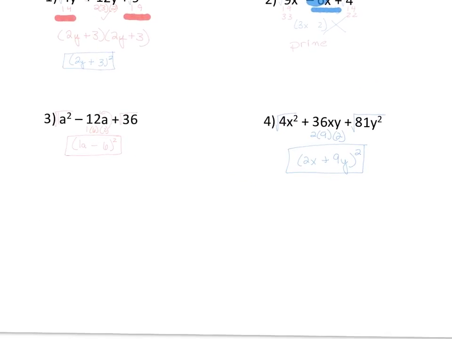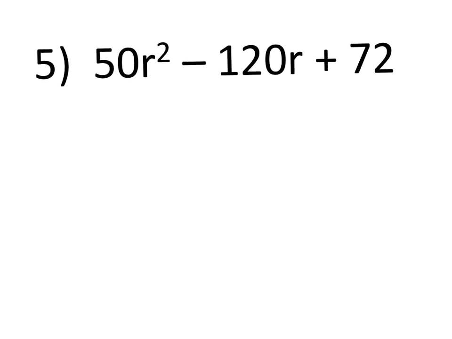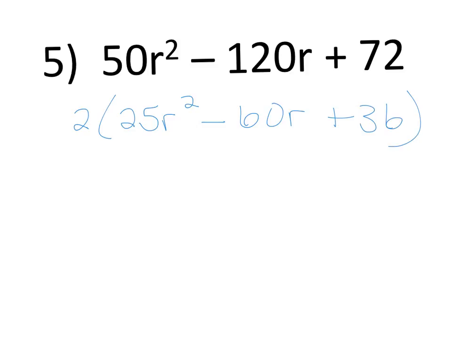Okay, let's flip over to the next page. All right, so now let's kind of backtrack to what we originally learned back when we first started factoring. That was we always pull a GCF first, okay? So when I'm looking at this, it kind of looks like probably a 2 for sure is going to come out. So I'm going to start there, see what it looks like, and then go farther if I need to. So I'm going to pull out a 2. I've got 25r squared minus 60r plus 36, okay?